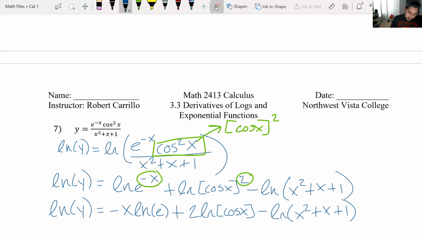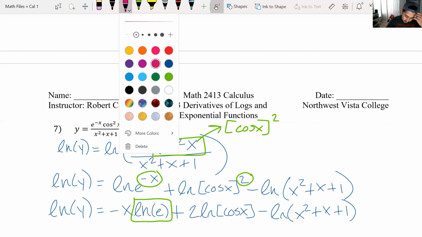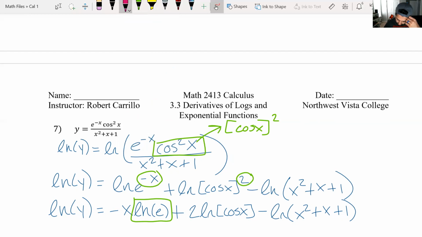All right. We are almost ready for the derivative. Almost. But does anybody know what the natural log of e is? 1. That is correct. So the natural log of e is always going to be 1. Where could I write that at? I'll write that somewhere. The natural log of e is always 1. Again, stuff we should know already.